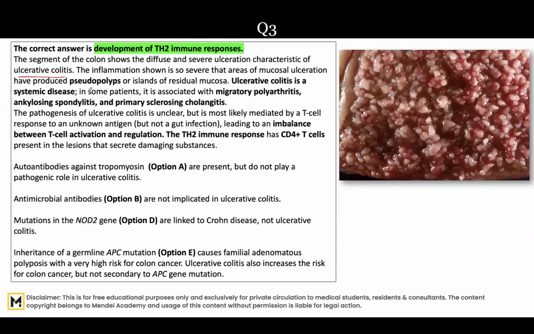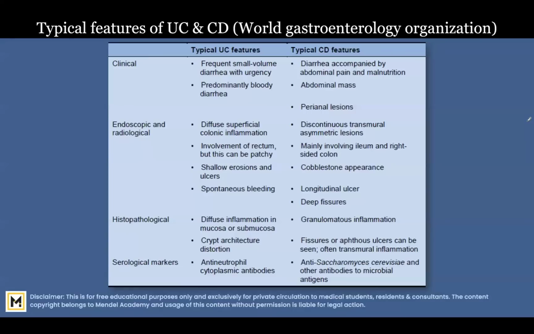And it is well known for systemic disease, which is what I wanted to highlight: migratory polyarthritis, spondylitis, sclerosing cholangitis. Now, this is again an imbalance between T cell activation and regulation. The Th2 immune response has gone awry, which is why you get ulcerative colitis. Now, before I wind up, these are some charts that I put up for rapid review in case you're one day away from your exam or something.